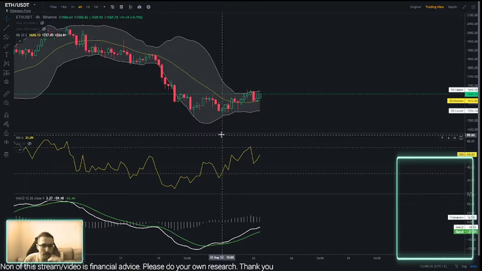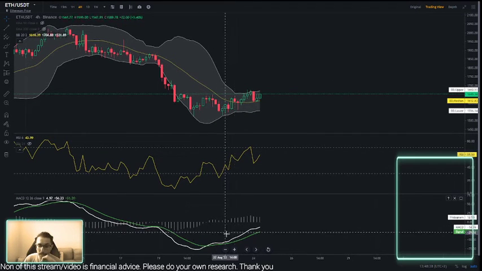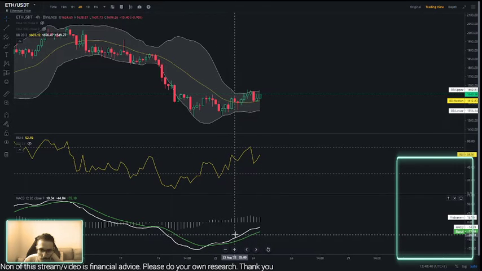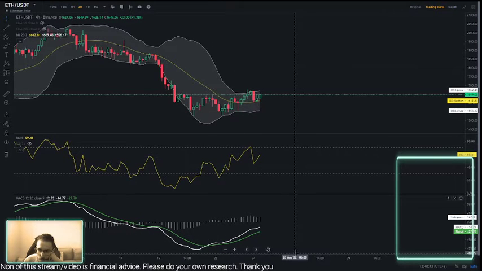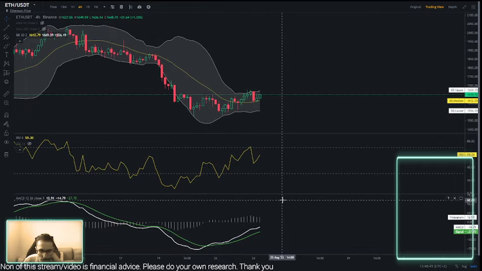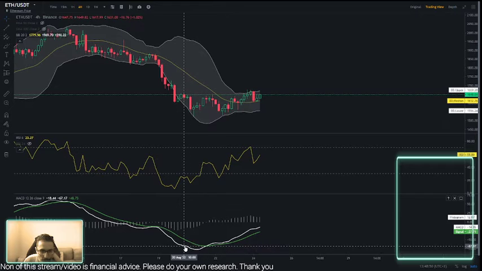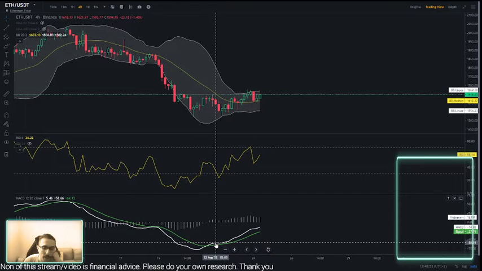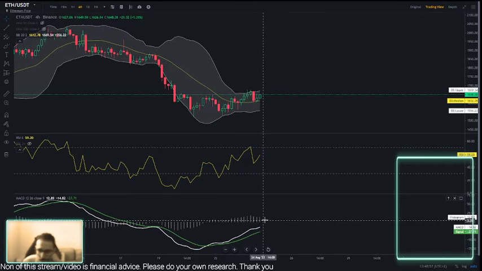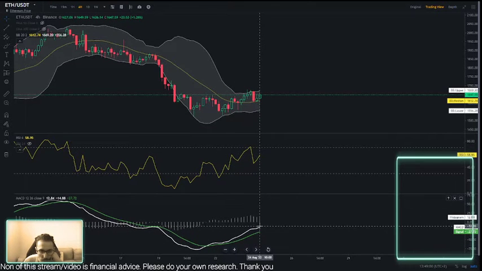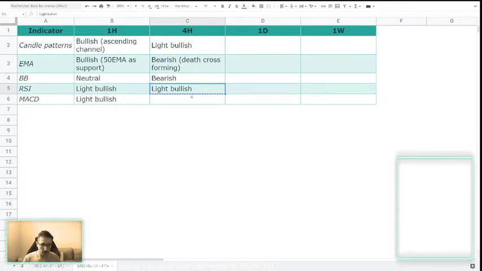Now, MACD. So MACD here is in negative territory, but is moving its way up to positive territory, so that's good. We also have the MACD line crossing the signal line, so that could mean we might see some positive action here, I guess. So let's go for light bullish once again. This is pretty new, light bullish. I don't even know myself what this says. I do hope it makes sense to all of you guys.